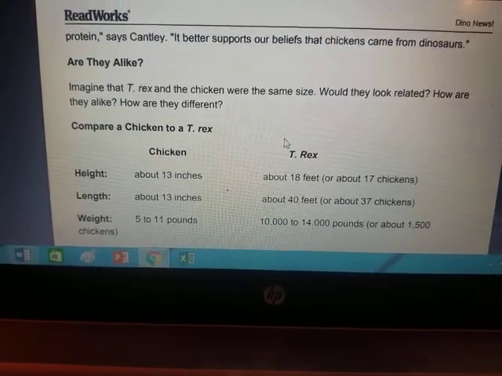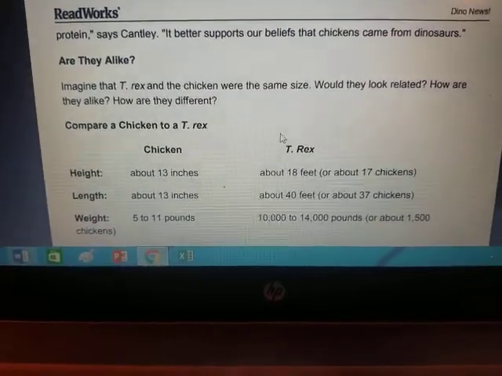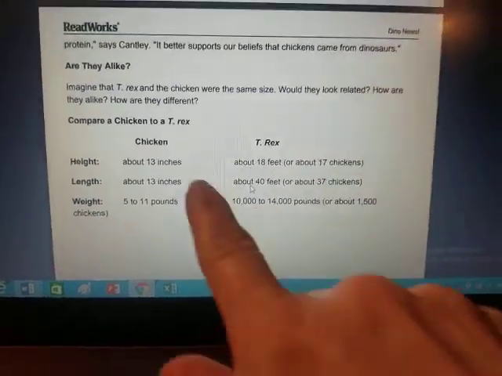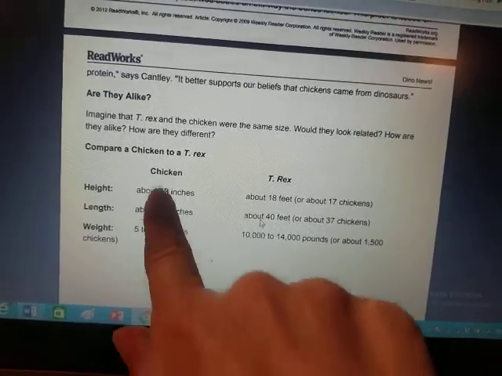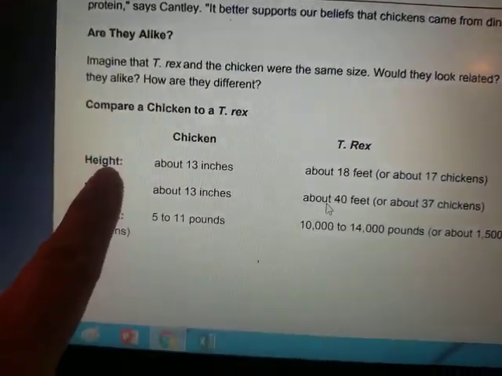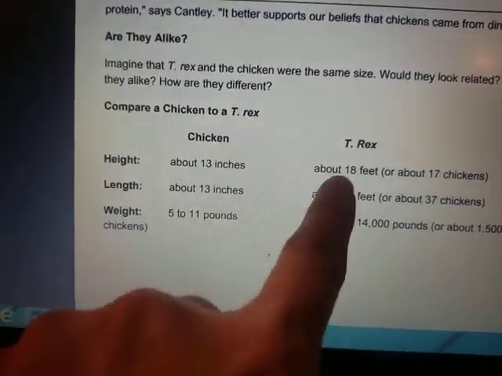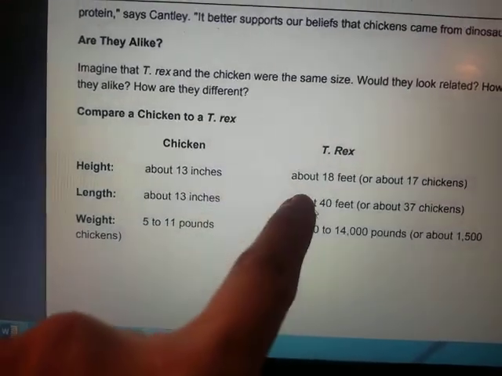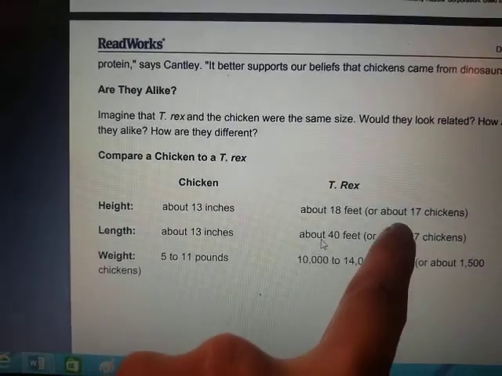Would they look related? How are they alike? How are they different? So now let's compare a chicken to a T-Rex. So on this side is all some descriptions about a chicken, and here's the T-Rex. So the height is how tall something is. So the chicken was about 13 inches. However, a T-Rex is about 18 feet, not inches, feet, which is about 17 chickens put together on top of each other.